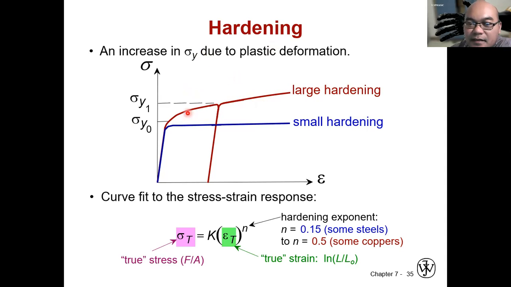When we have large hardening like this, the sigma y increases from sigma y0 to sigma y1. So it will have a larger, noticeable plastic strain. With small hardening, however, the yield strength increase is smaller. When we curve fit the stress strain response, the true stress sigma T will equal K times the true strain to the power of N. This is the hardening exponent, with N equal to 0.15 for some steel, and equal to 0.5 for some copper.